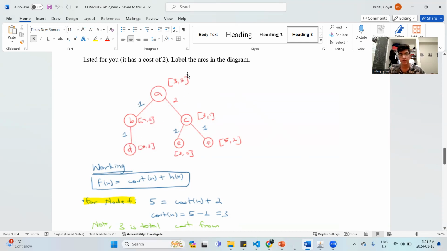Here, the heuristic cost is 3 when the actual cost is 3. That's acceptable. Here, the heuristic cost is 1 when the actual cost is also 1, so that's admissible. Here, the heuristic cost is 2 when the actual cost is also 2, so that's admissible. And here, it's 0 when the actual cost is 0 because this is the goal node, which is also correct. So in all cases, the heuristic value is admissible.